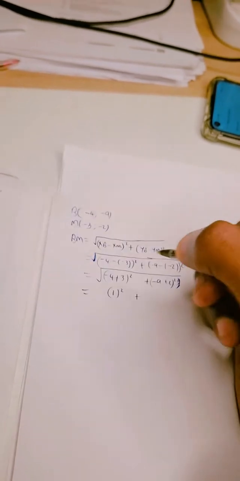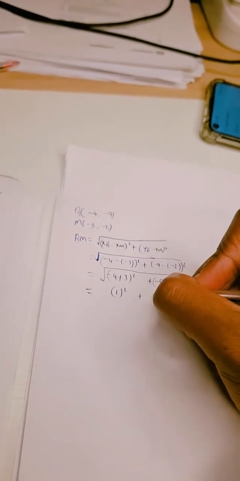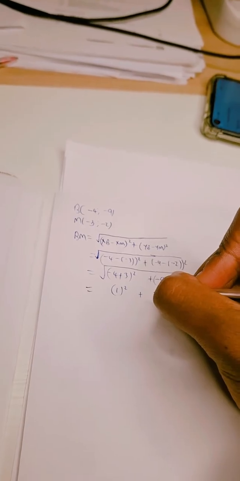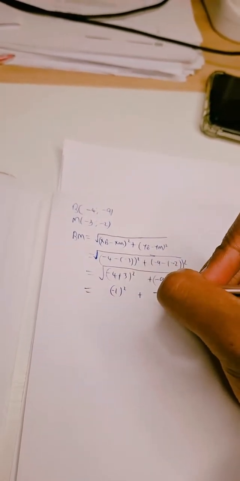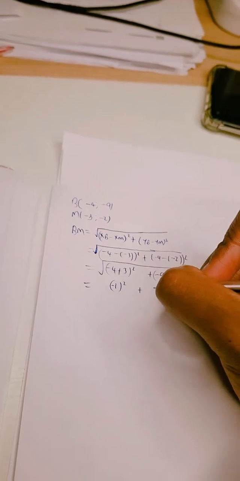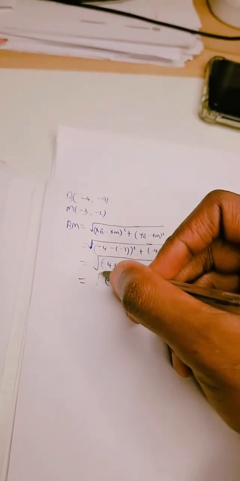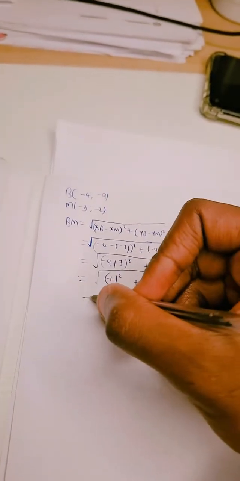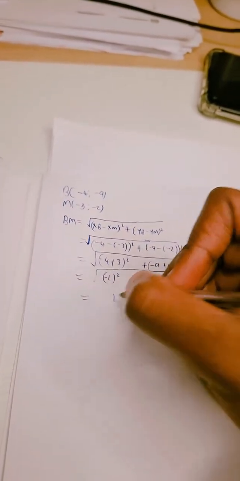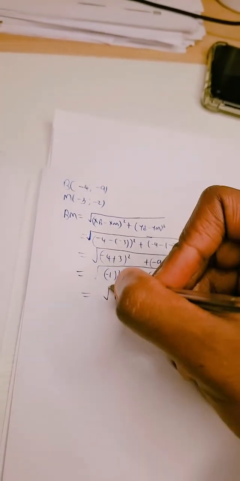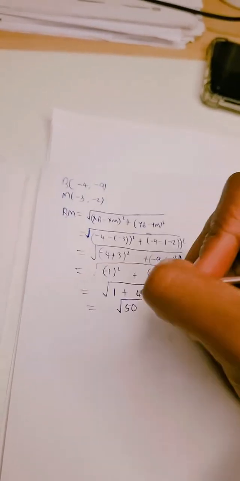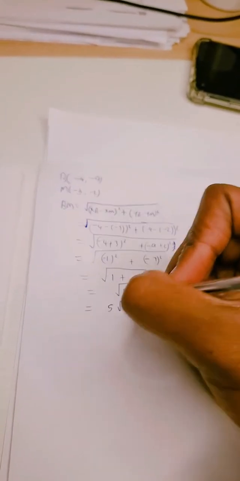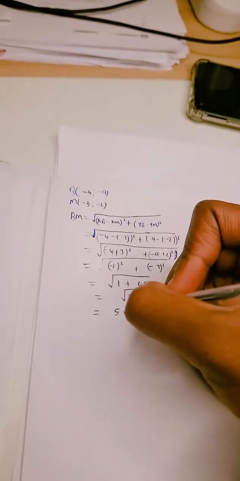So we get 1 squared and we've got negative 7 squared. We've got 1 plus 49. Got 50. And yes, it's 5 root 2, guys. I know.